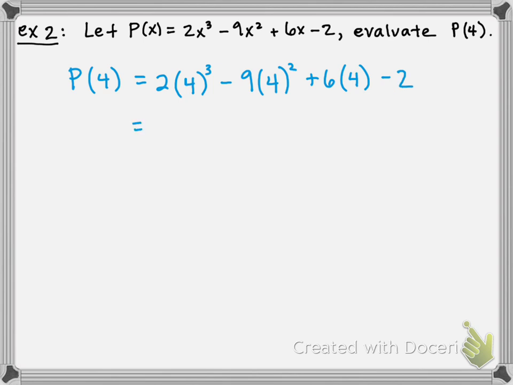Now when we evaluate that, we have to make sure we're doing our PEMDAS. So we're going to start with our 4 cubed, right? So we have 2 times 4 cubed is 64 minus 9 times 16 plus 24 minus 2. Now when you evaluate this, you're going to get the answer of 6.